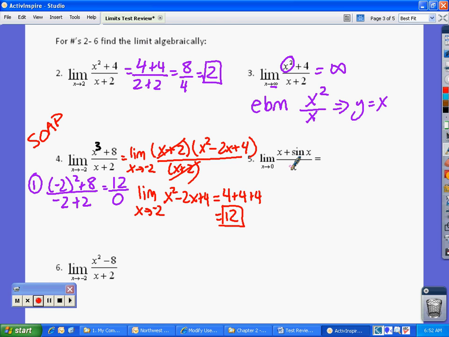All right, how are we going to simplify this? Well, it's a fraction. There are 2 terms in the numerator, and there's 1 term in the denominator. So we can actually split this fraction into 2 and rewrite this as the limit as x approaches 0 of x over x plus sine x over x. Normally we're combining fractions. This is where we're separating fractions. All right, x divided by x is just 1.